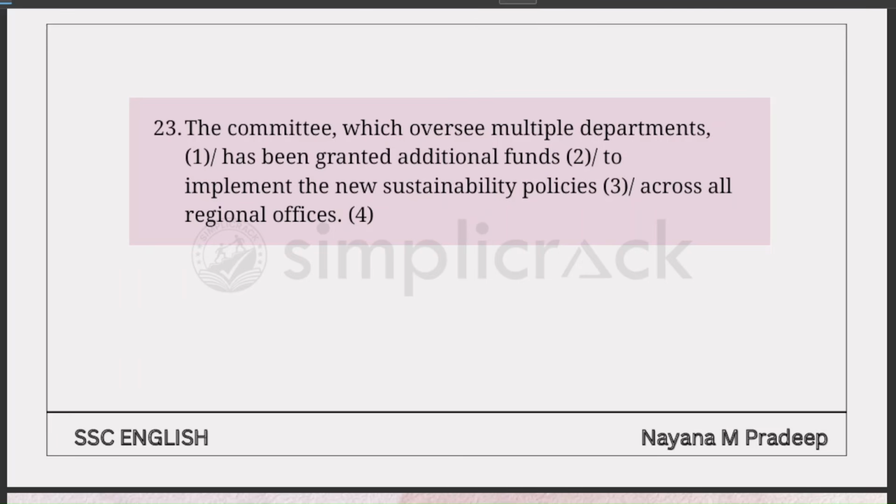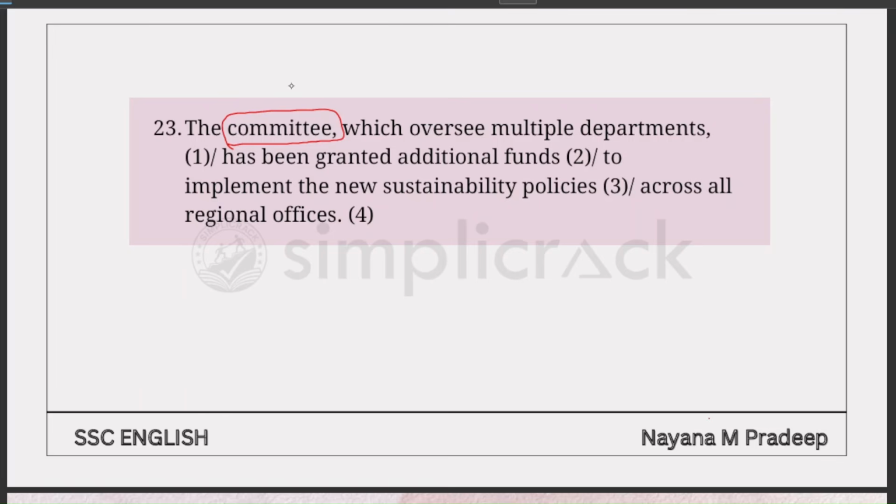The committee, which oversees multiple departments, has been granted additional funds to implement the new sustainability policies across all regional offices. So here, I'm pretty sure that you all must have gotten this question correct, because here you have committee. And you know committee can be considered as a collective noun.